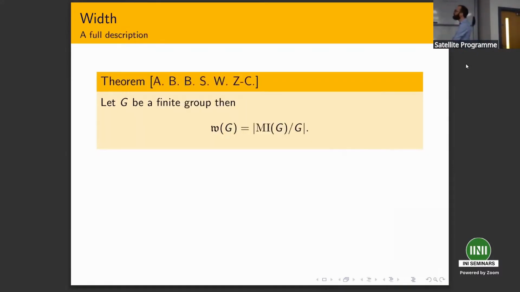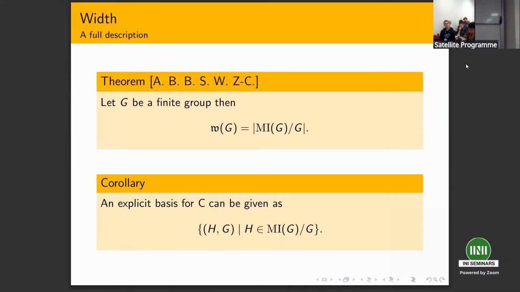So this is the first theorem from this joint work that I mentioned. The width of G, for any finite group G, is just the number of meet irreducible subgroups of G up to conjugacy. That's all I need. So this is really nice. We've managed to define this using intrinsic properties of the group based on types of subgroups.